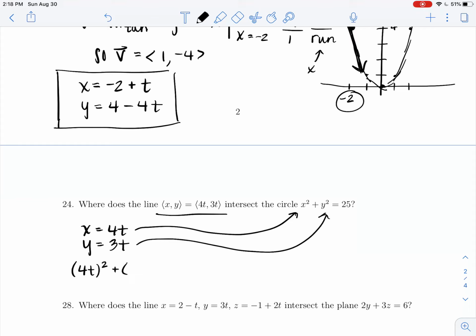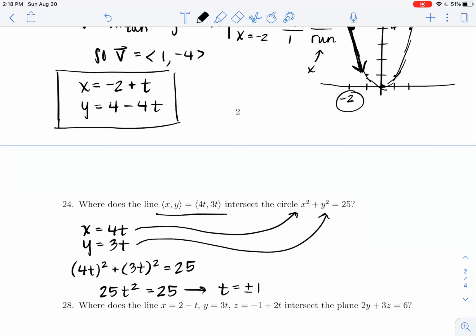4t squared plus 3t squared equals 25. So I have 16 plus 9, so I have 25t squared equals 25. In other words, t equals plus or minus 1. Don't forget that plus or minus, right? If you only take the positive square root, you're losing one of your 2 points of intersection.